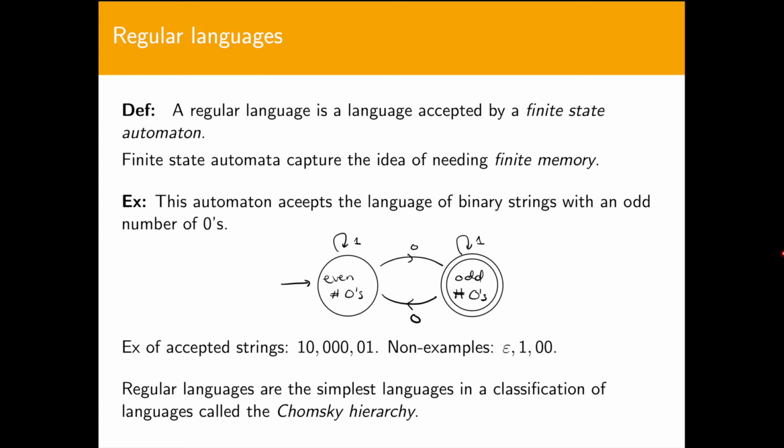So basically it's just all the words that you read which go from the start state to the final state with the help of the labeled arrows, and all the words which lead to the final state are the accepted language. So examples of accepted strings would be 1 0, as you said, 0 0 0, and 0 1. And you can check that just by following the arrows. Non-examples would be the empty word and 1 0 0. And regular languages are the simplest languages in a classification of languages called the Chomsky hierarchy.